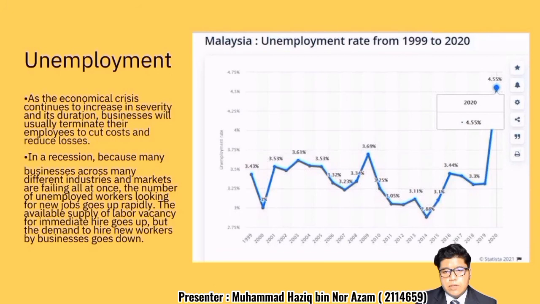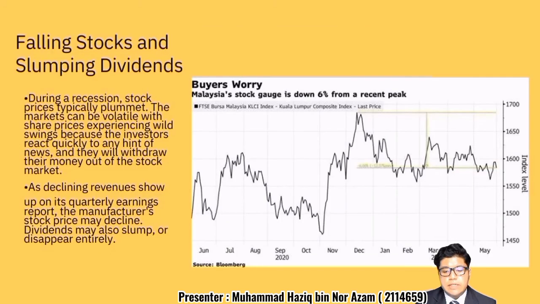Unemployment will be the common issue whenever an economic crisis occurs, because when the crisis continues to increase in its severity and duration, businesses will usually terminate their employees to cut costs and reduce losses. Usually in a recession, because many businesses across many different industries and markets are all failing at once, the number of unemployed workers looking for new jobs goes up rapidly. The available supply of labor for immediate hire goes up, but the demand to hire new workers by businesses goes down.